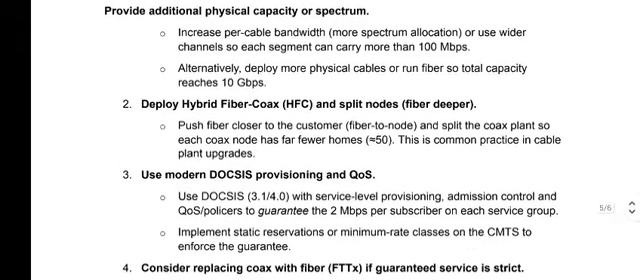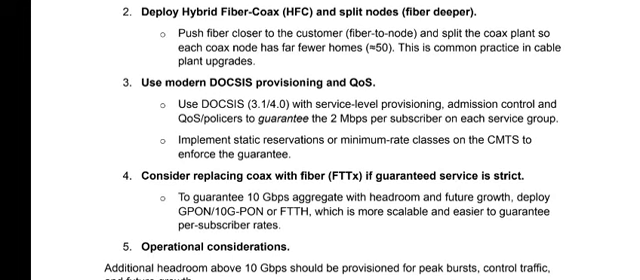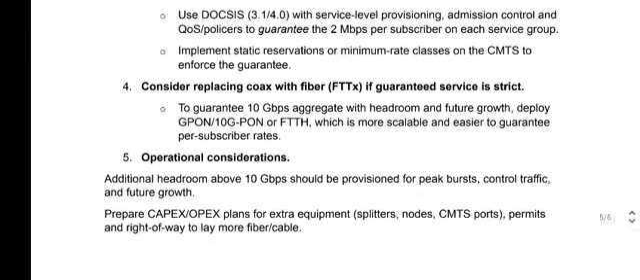Next, we need to deploy hybrid fiber coax, HFC, and split the nodes, that is, push the fiber deeper, closer to the customer, and split the coax plant so each coax node has few homes. This is common practice in cable plant upgrades. Next, use modern DOCSIS provisioning and QoS. Implement static reservations or minimum rate classes on the CMTS to enforce the guarantee. Next, consider replacing coax with fiber, FTTx, if guaranteed service is strict.